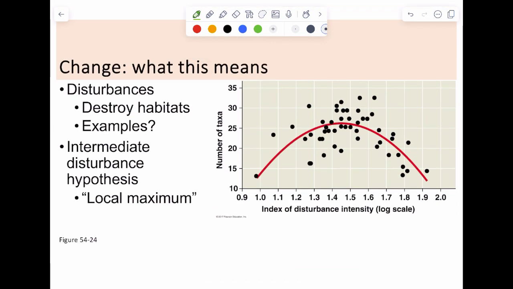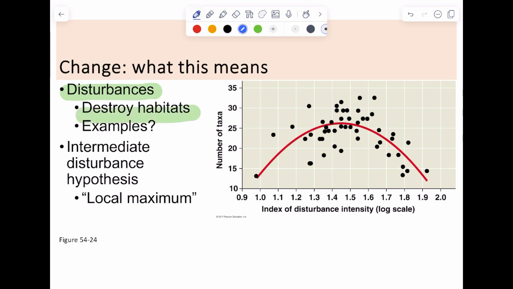So change is going to happen. We pointed that out last week. So is there too much of a good thing, or is all disturbance and change bad? It depends. So change we're going to classify as a disturbance. We're going to mess with the environment. So we're going to change the environment.